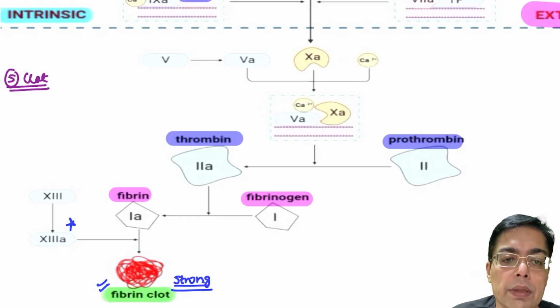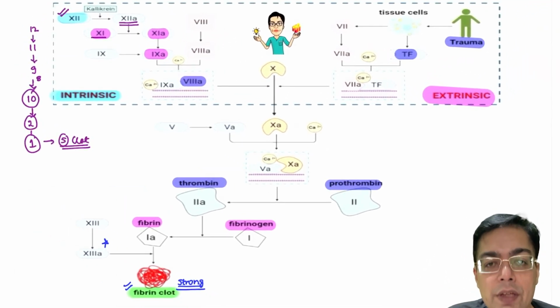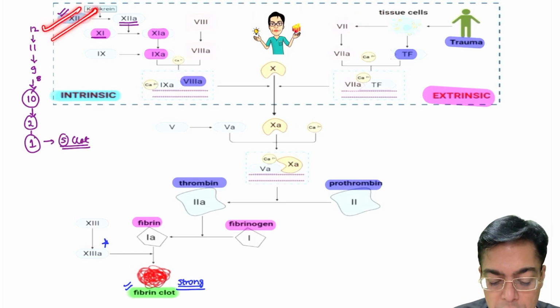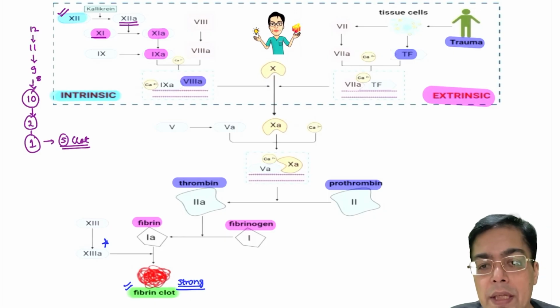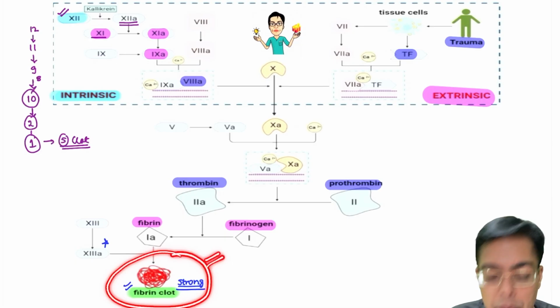Right? Now, the importance of knowing about the formation of a strong fibrin clot is that at the time of injury, whether it is because of damage to the tissues or damage to the blood vessels, we want the bleeding to take place only in a controlled fashion. We do not want excessive bleeding to take place. That is why the formation of a fibrin clot becomes very, very important.